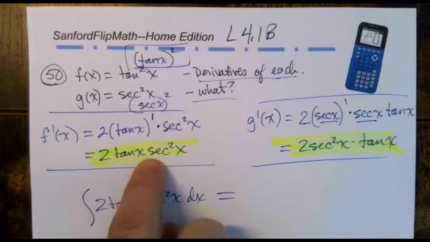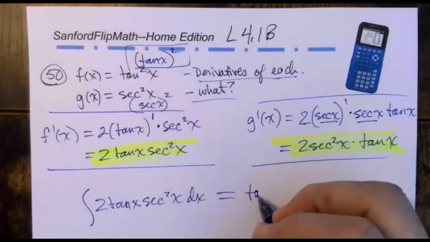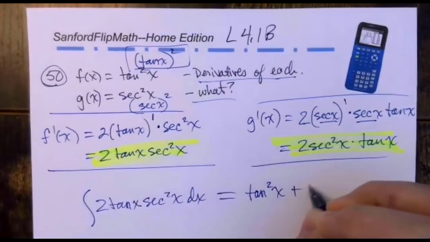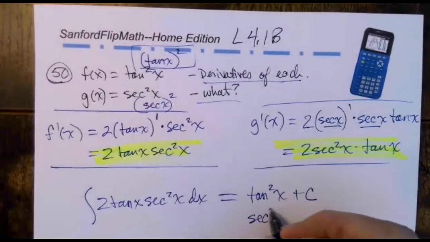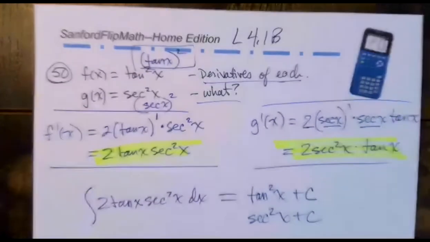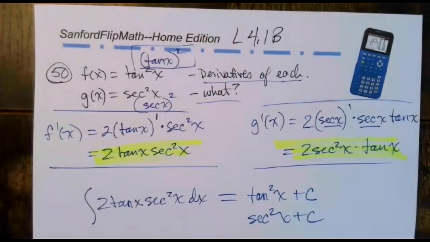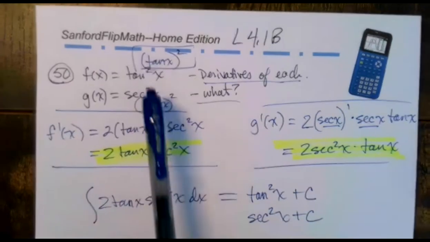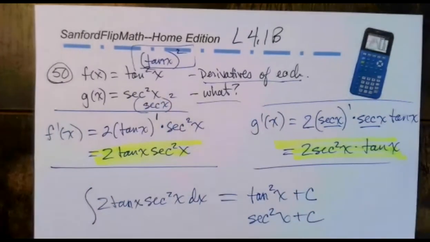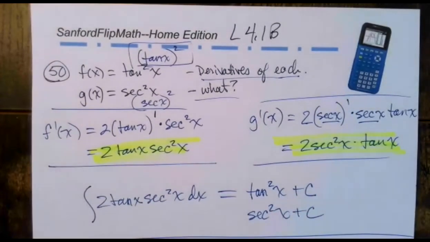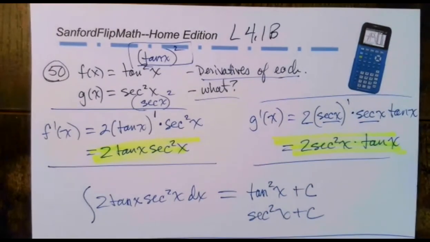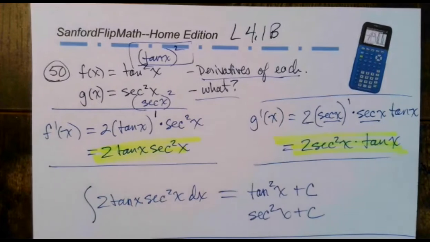Well, it looks like it could be tangent squared x. Let's see. It also looks like it could be secant squared x. Isn't that crazy? That's amazing to me. 2 functions that obviously are related because they're trig functions, but they are significantly different. But they both give the same derivative. So if you turn it around and do the antiderivative, we got options.